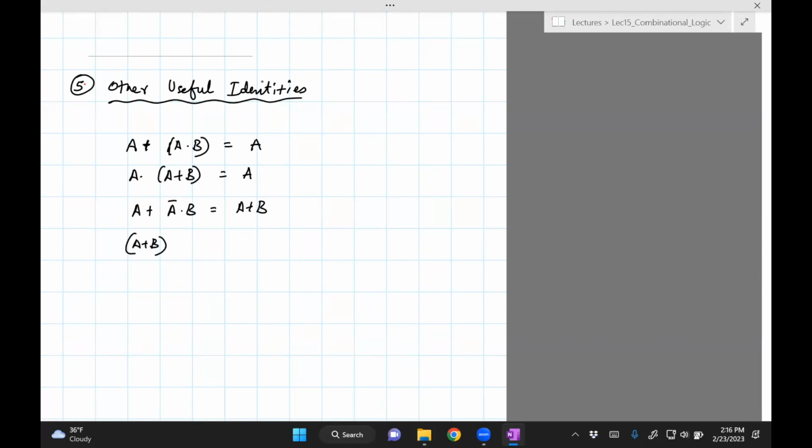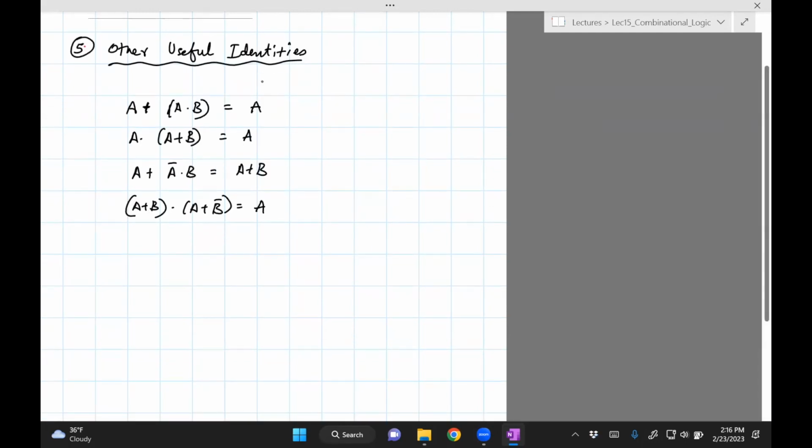A plus B, and with A plus B complement is going to be A. A dot B plus B dot C plus B complement dot C equals A dot B plus C. And then A dot B plus A dot C plus B complement dot C equals A dot B plus B complement dot C.